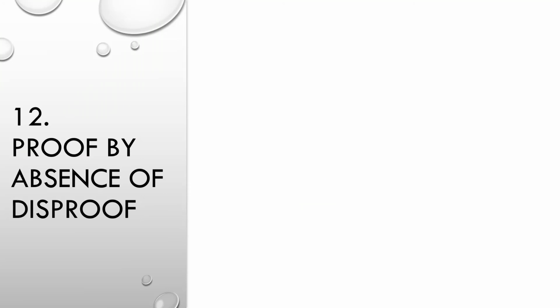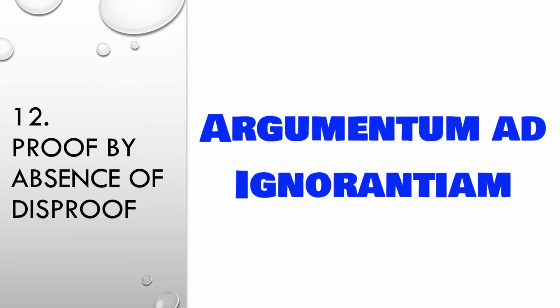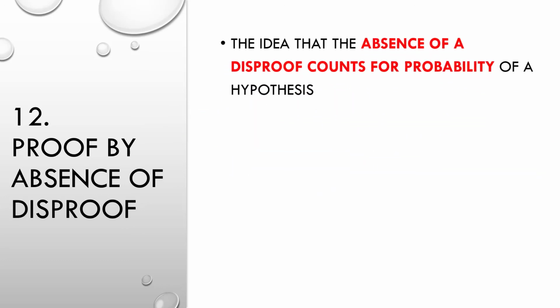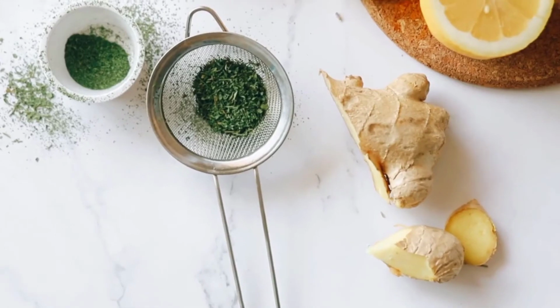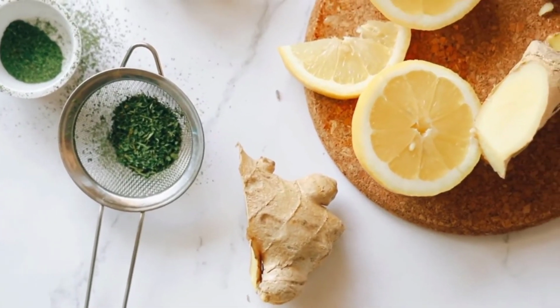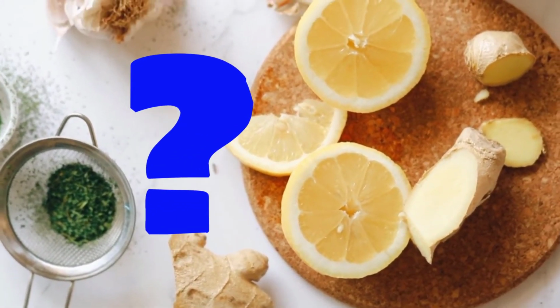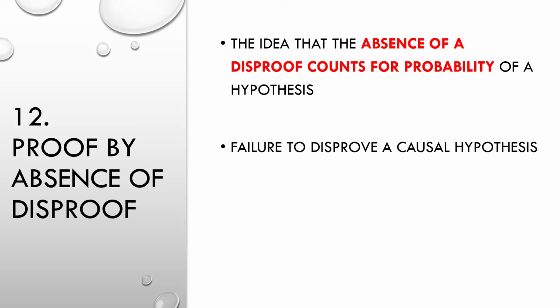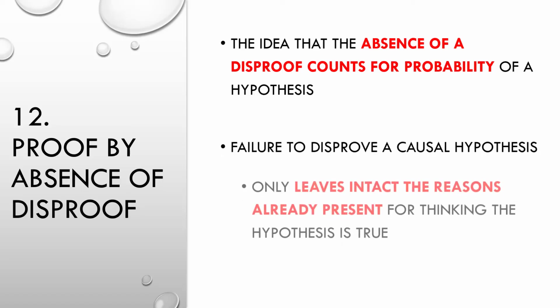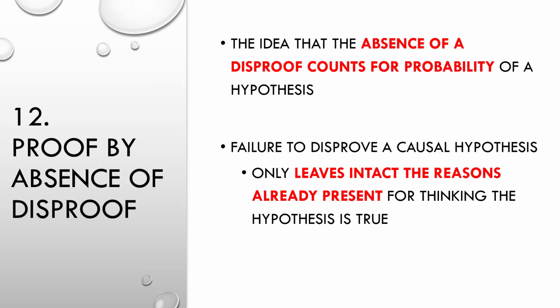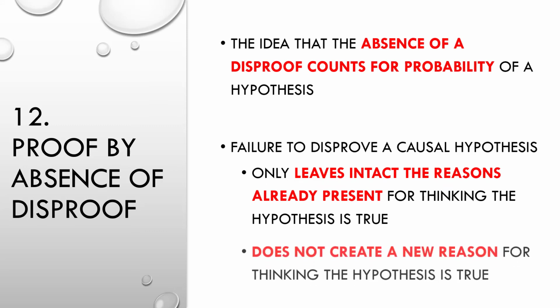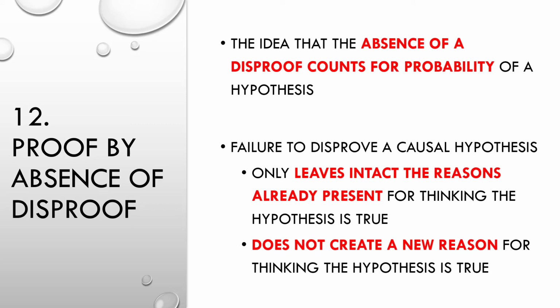12th, we have proof by absence of disproof, which is essentially the same as argumentum ad ignorantiam, the idea that the absence of a disproof counts for the probability of a hypothesis. Nobody has proven that homeopathic remedies don't cure X, Y, or Z, but failure to disprove a causal hypothesis only leaves intact the reasons already present for thinking the hypothesis is on the right track. It doesn't create a new reason for thinking so.